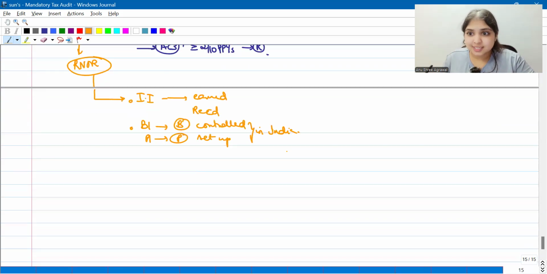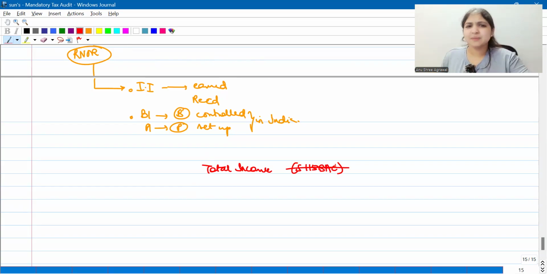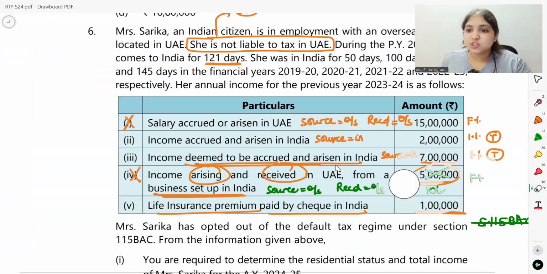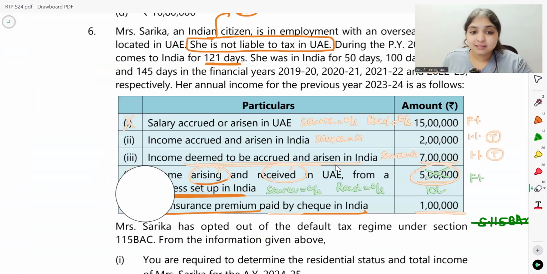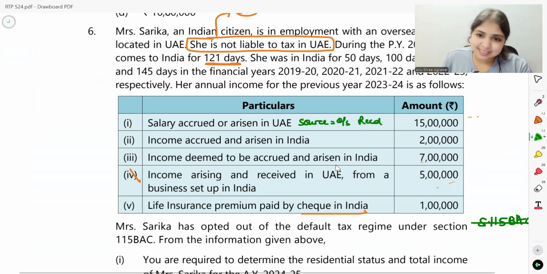So we've concluded assessee is RNOR. Now let's do the total income computation. Please keep in mind, assessee has opted out of 115 BAC. So normal provisions only we are applying. So come on everybody, let's do the thinking regarding the total income computation. The first transaction, salary accrued or arisen in UAE. So this income, if you see, the source of this income is outside India. Received also, let us say outside India. This becomes a foreign income, not taxable for my RNOR.